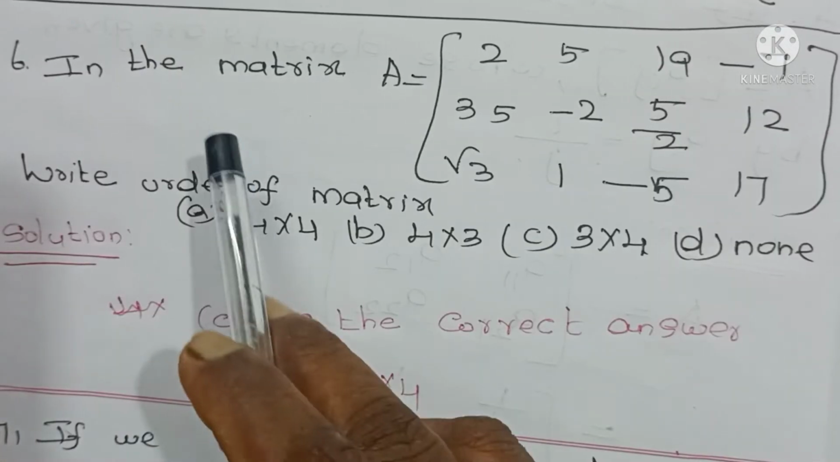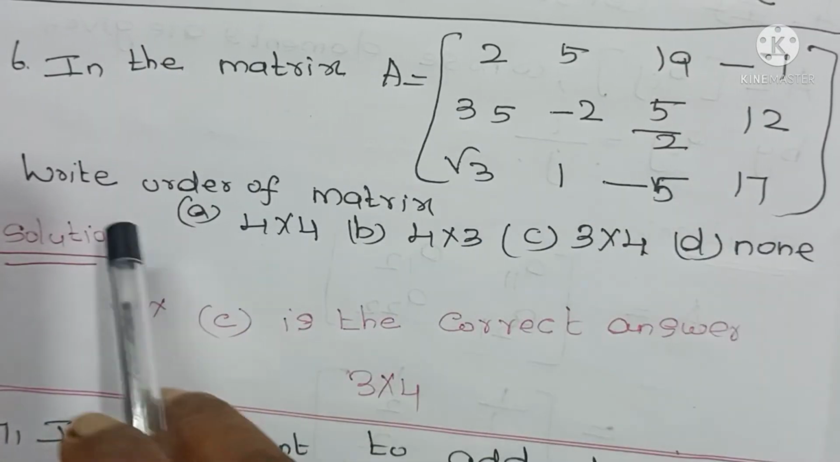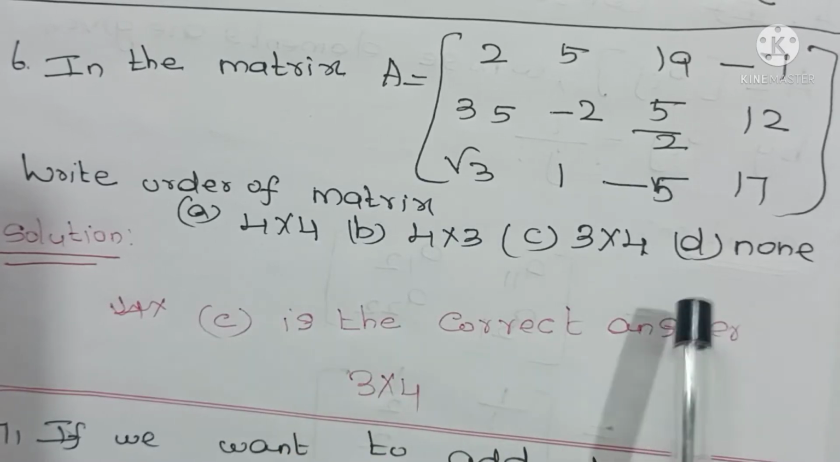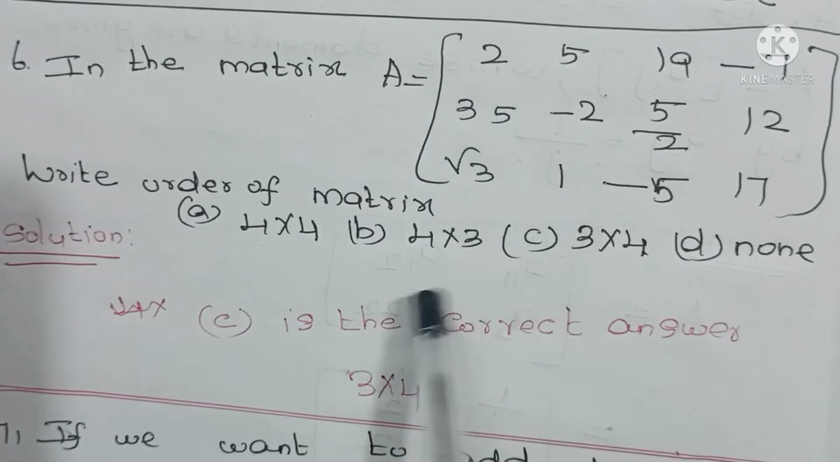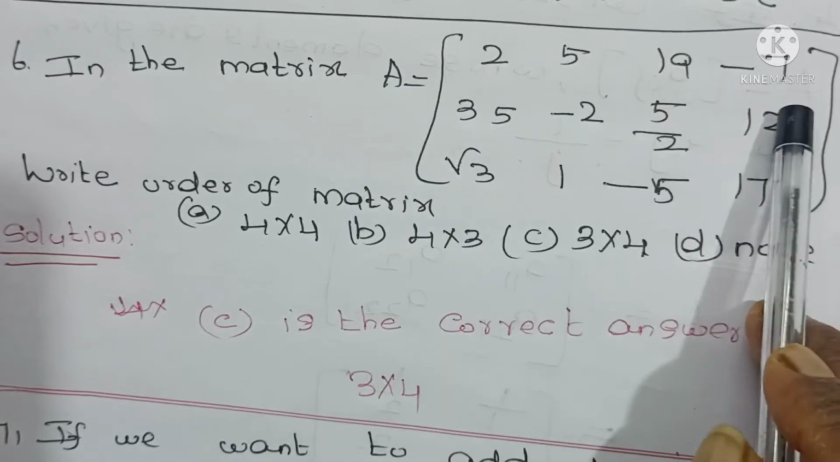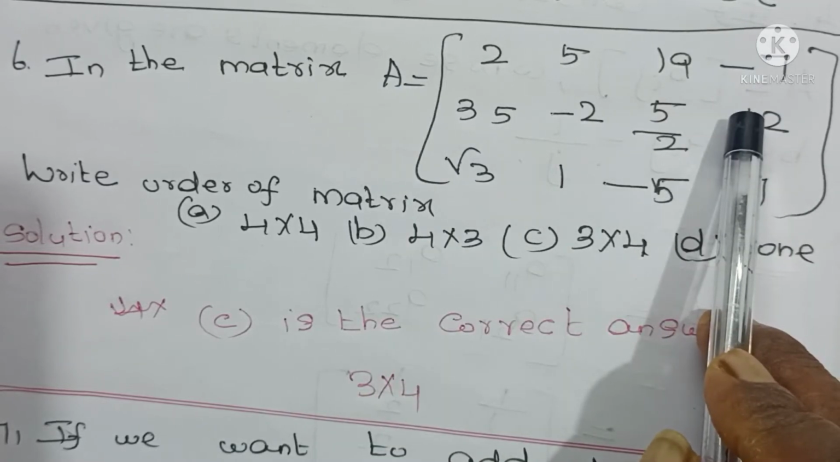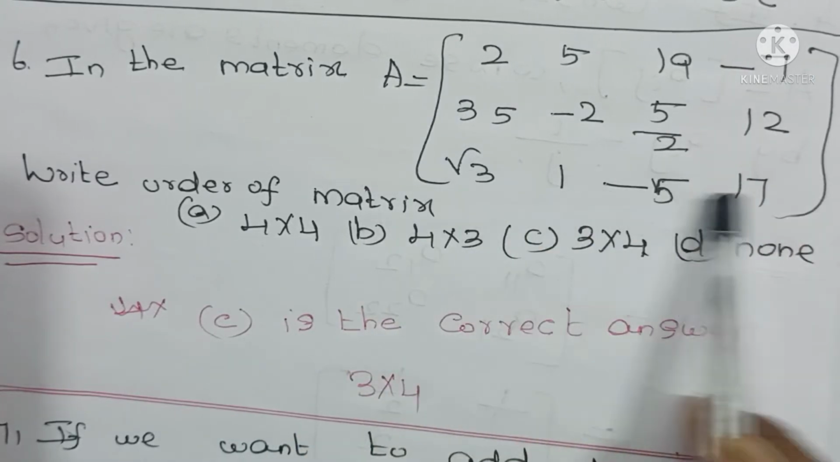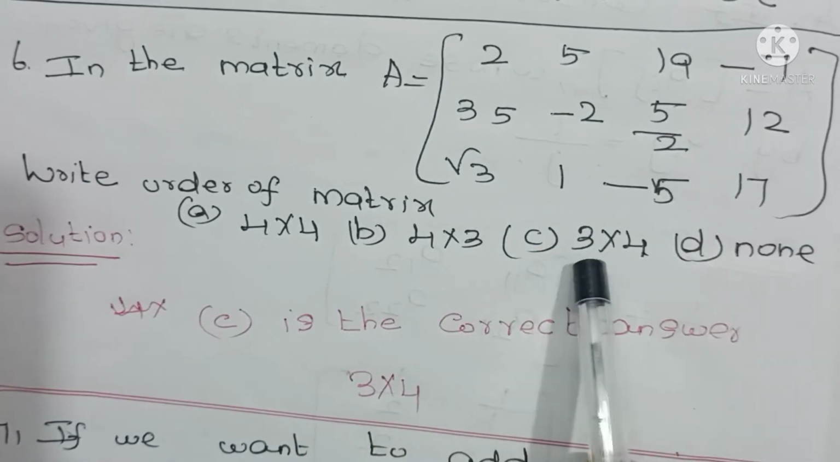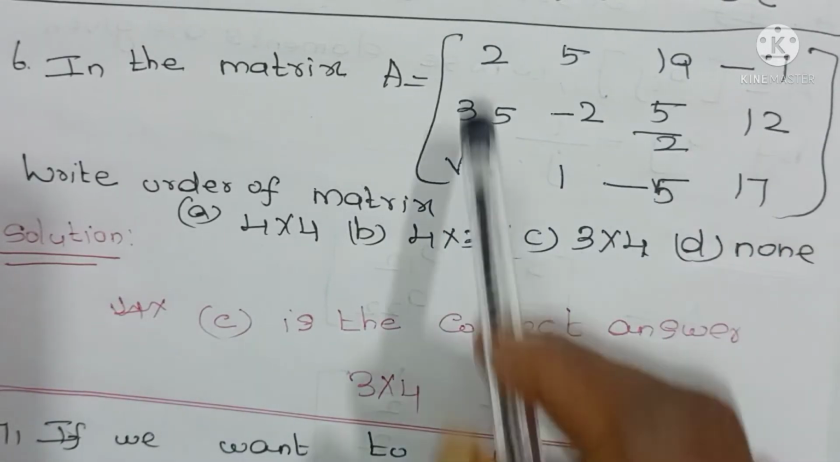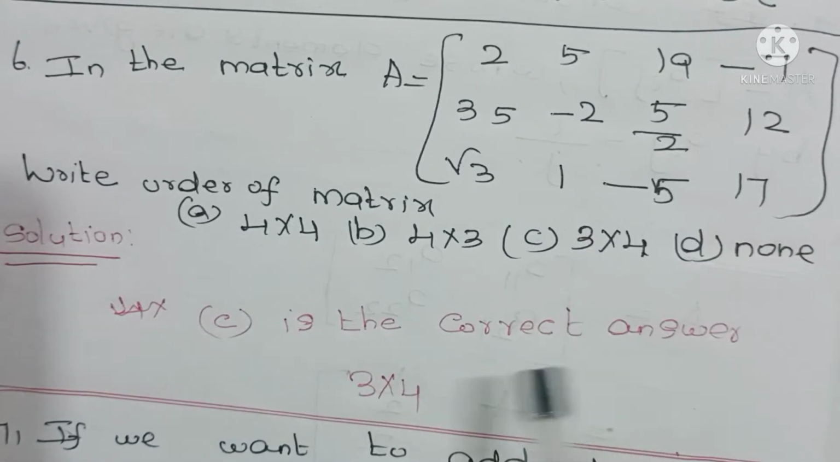Next, move on to the sixth question. In the matrix, they have given one matrix. Write the order of the matrix. They have given 4 options. Here you have to see, first you have to write the row, then the column. Row means horizontal lines, you have to remember that, don't confuse. So this is the horizontal line, so this is row 1, 2, 3. So 3 rows. Then how many columns are there? 1, 2, 3, 4 vertical lines. So the order of this matrix is 3 by 4.